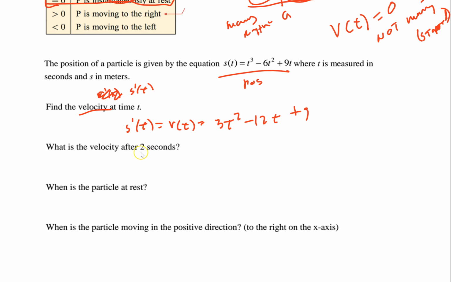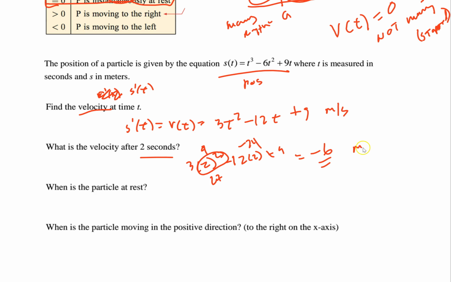What is the velocity at 2 seconds? Now again, notice how they give us time, so I'm plugging in for my t's. 3 times 2 squared. By the way, it should be meters per second. Every time you take a derivative, you divide by seconds because you're taking it with respect to time, so you're dividing by time every single time. So 3 times 2 squared minus 12 times 2 plus 9. This goes first, so 9 times 3 is 27. 27 minus 9 is 18. 18 minus 24 is negative 6.